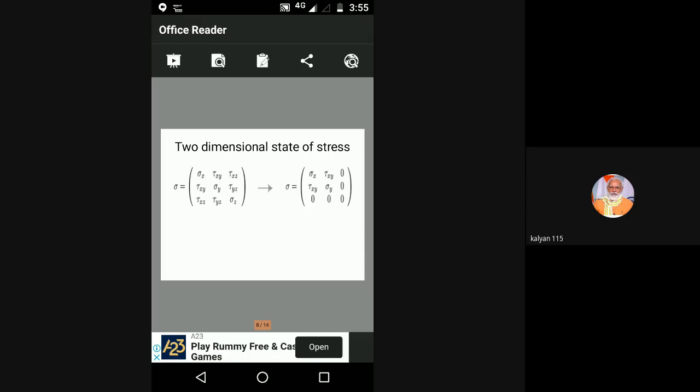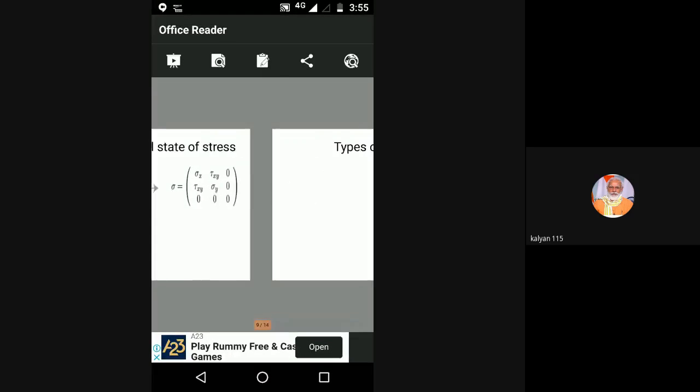Ultimately, we can observe here tensile stress, compressive stress, and shear stress. The tensile stress should be less than the tensile strength of the material. The shear stress should be less than the shear strength. Compressive stress should be less than the compressive strength of the material. Then the member is safe. Otherwise, the member fails. This is a two-dimensional state of stress here.